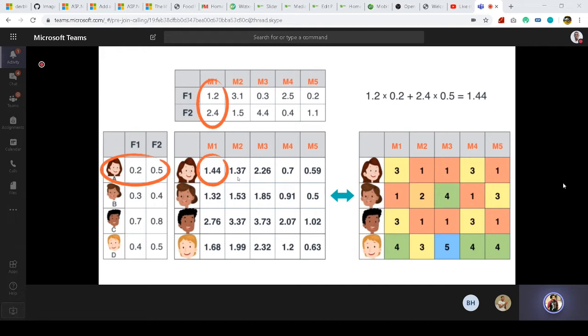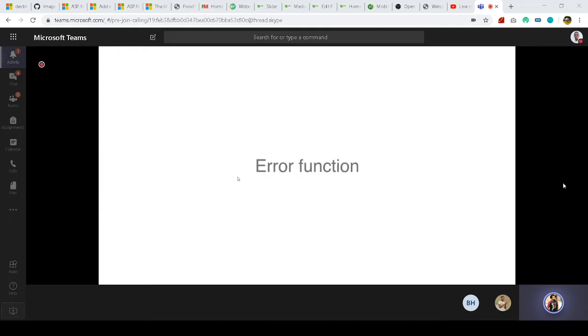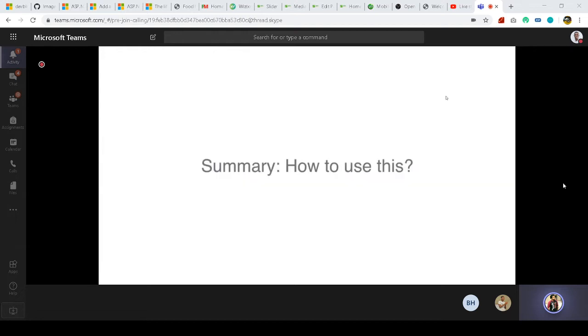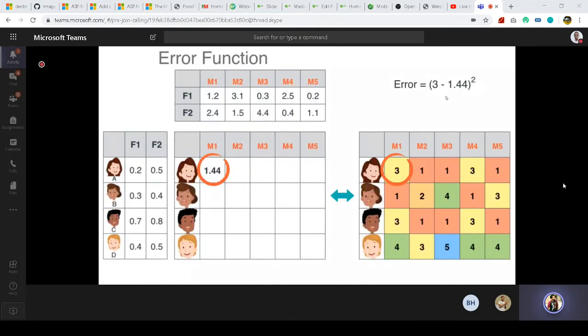And when we plot a graph, it's a quadratic equation's graph, and we just want to go to the base of that graph, just to get to the least error we have. So the error function is 3 minus 1.44, squared. So we have to minimize this error. How do we minimize this error? There is an approach that we use, which is known as gradient descent.